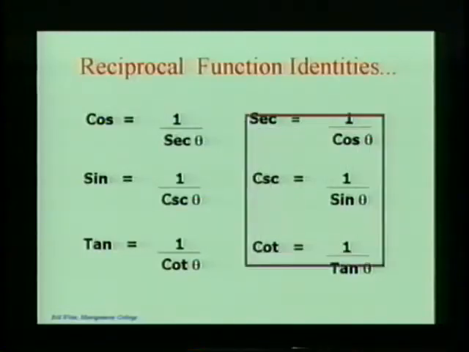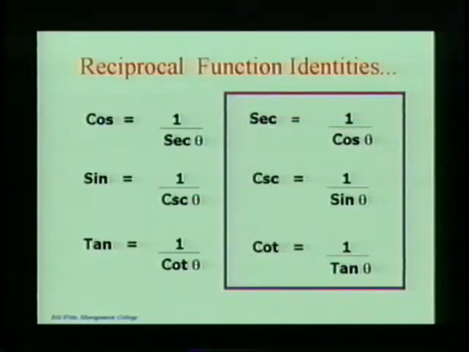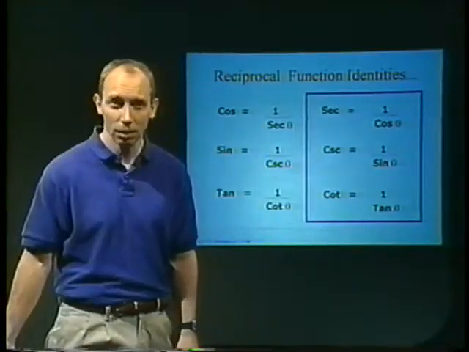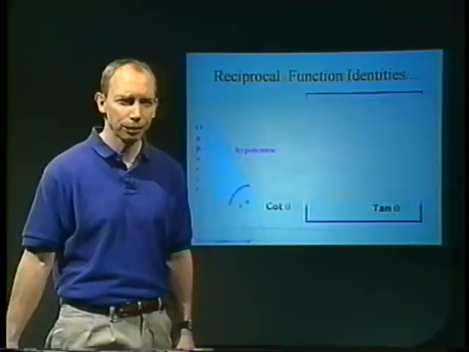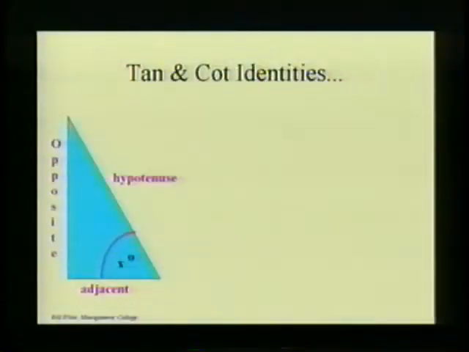Okay, now the ones that you really care about are these ones, because later on today what we're going to try and do is get rid of the secant, cosecant, and cotangent. Okay, we're going to try and change everything basically into sines and cosines. Okay, so those are the ones we really want to remember. Okay? What else? There's some special things, I think this is new, about the tangent and the cotangent.